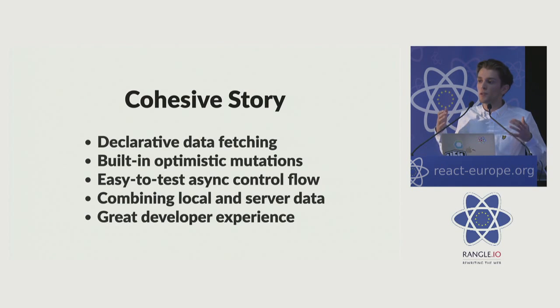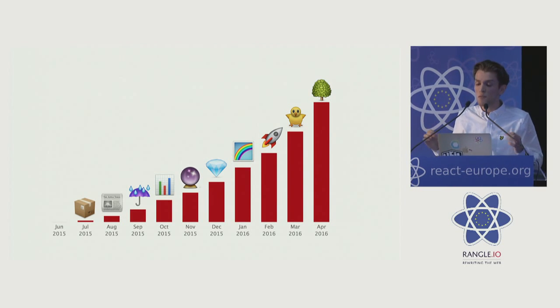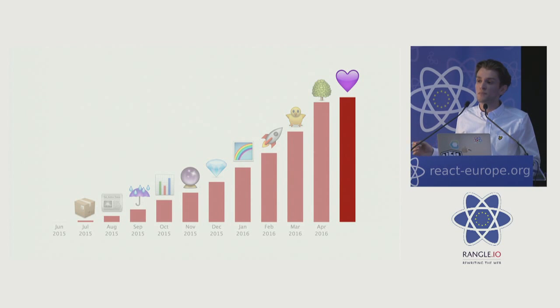So I think that what we as a community need to work on is creating this cohesive story, and we can create it around Redux or without Redux, and it doesn't matter to me. But if you create something that solves some of these problems on top of Redux, I welcome you to contribute, because this is how we build the cohesive story around the immutable app architecture.